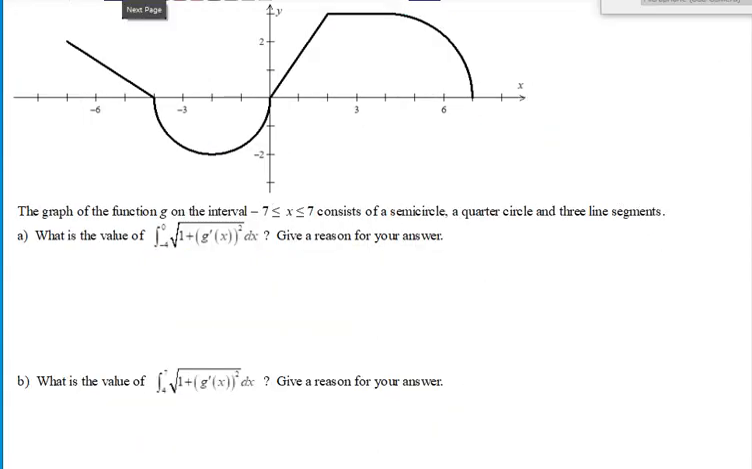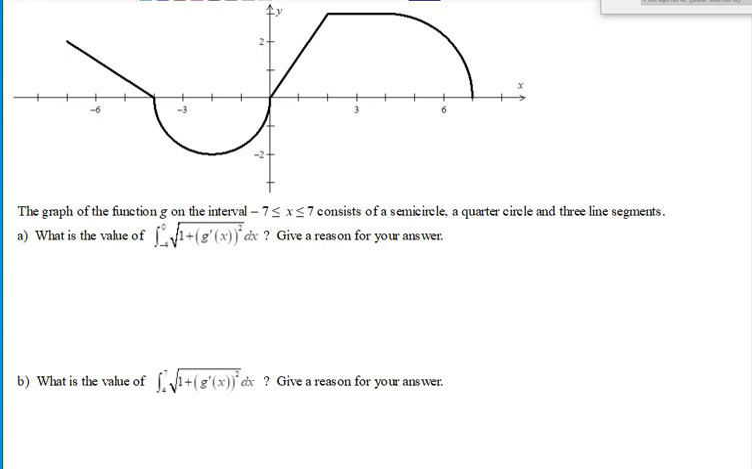This one says the graph of the function g on the interval -7 to 7 consists of a semicircle, we can see right here, a quarter circle right here, and 3 line segments: 1, 2, 3. And what is the value of the integral from -4 to 0 of the square root of 1 plus g prime x squared dx? Give a reason for your answer. Okay. So the first thing you want to recognize is, oh, this looks like our arc length formula, right? It's got 1 plus g prime squared inside the square root, and it's from -4 to 0. So there's a couple different ways you could go about figuring out the value of it.